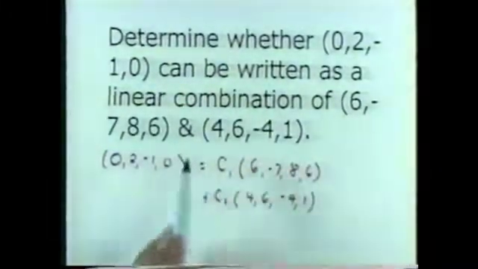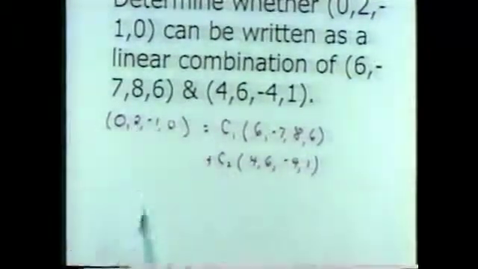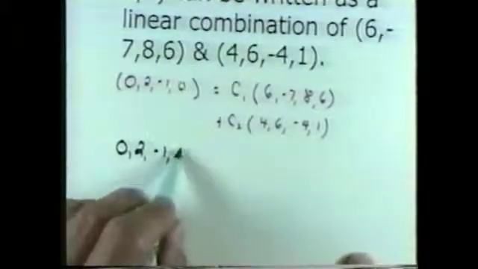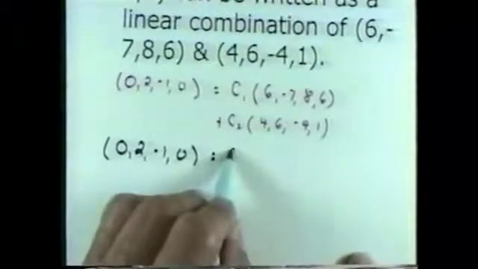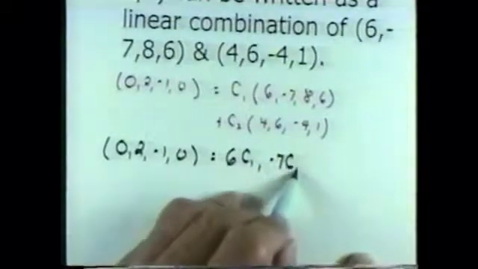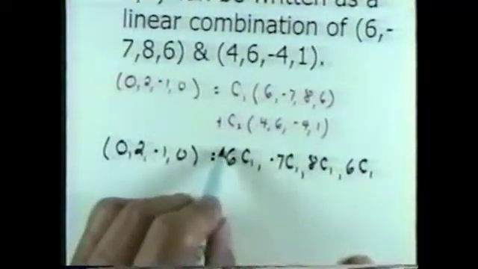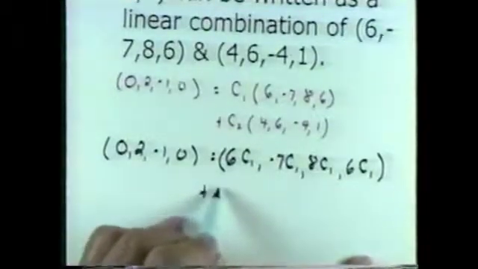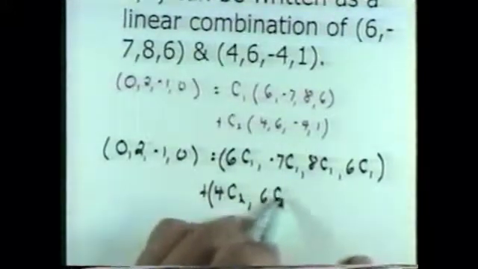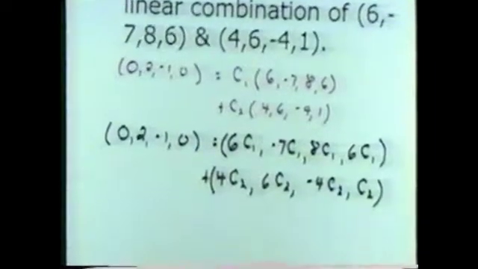Because if it can be written as a linear combination of these two vectors, I can find C1 and C2 so that C1 times the first vector plus C2 times the second vector is the given vector. Where I get that (0, 2, -1, 0) is equal to (6C1, -7C1, 8C1, 6C1) plus (4C2, 6C2, -4C2, C2). Well, I used scalar multiplication.